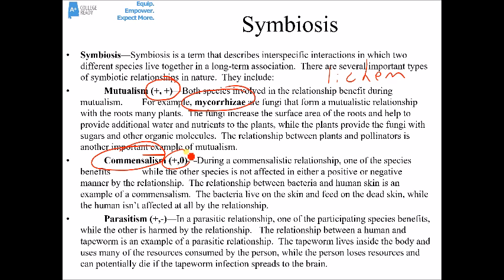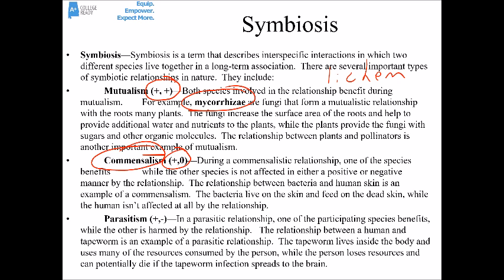Commensalism is another type of symbiotic relationship. Now, this is a plus-zero relationship because one of the partners benefits and the other isn't affected either in a positive or negative way. A good example of this are the bacteria that live on human skin. The bacteria live on the skin, they feed on dead skin, so they benefit, but they don't really hurt or help the human that they're living on.